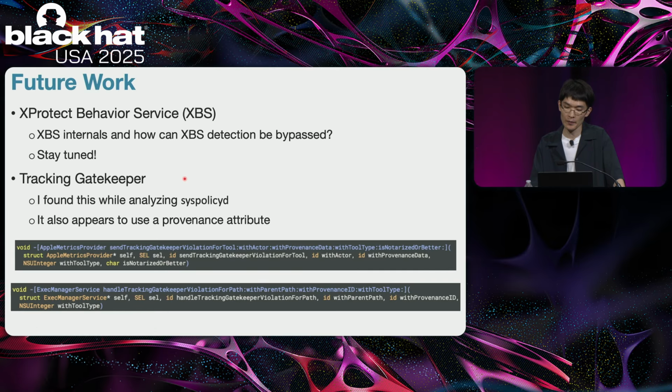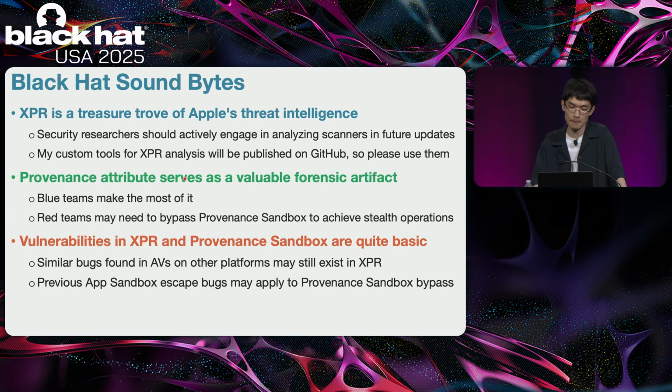It's also worth noting that besides XPR, Apple has introduced a new module called XProtect Behavior Service. This is a topic for future research, but I already have some results, so stay tuned. I'm hoping to publish them later this year. Additionally, we found that the Provenance attribute is also used for tracking by Gatekeeper. This is another interesting target for future research.